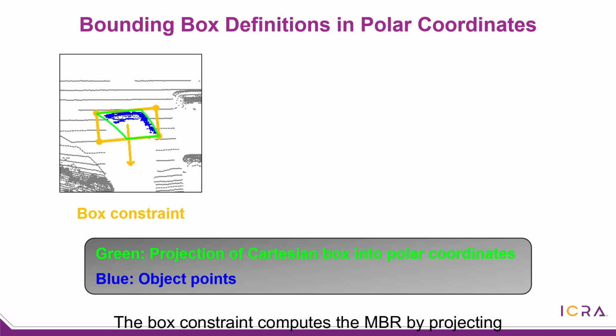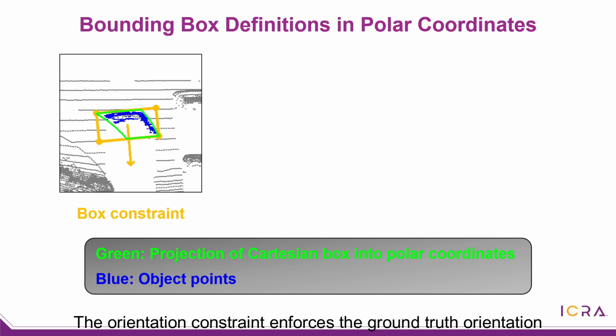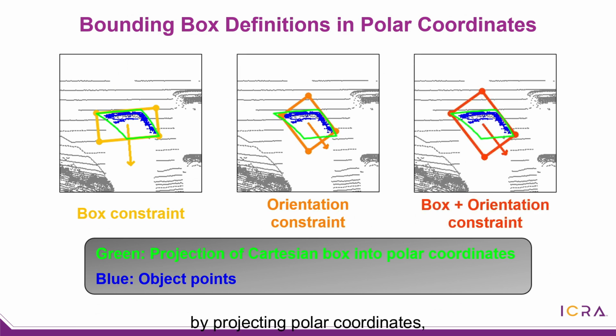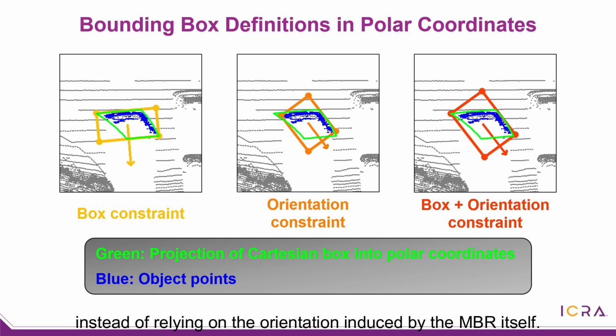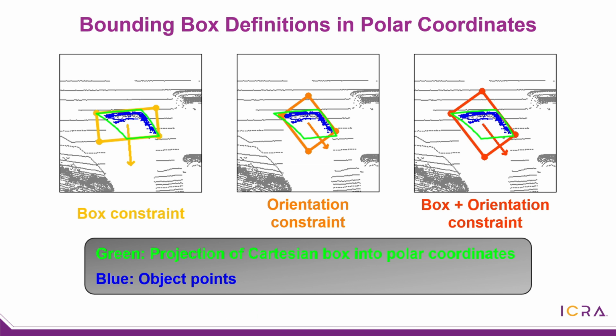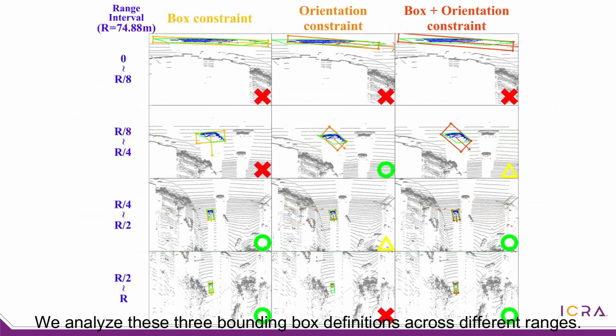The box constraint computes the MBR by projecting each Cartesian bounding box into polar coordinates and using the resulting curvilinear shape, rather than directly from the enclosed points. The orientation constraint enforces the ground truth orientation by projecting polar coordinates, instead of relying on the orientation induced by the MBR itself. The bounding boxes under the three constraints are shown in varying shades of orange. We analyzed these three bounding box definitions across different ranges.